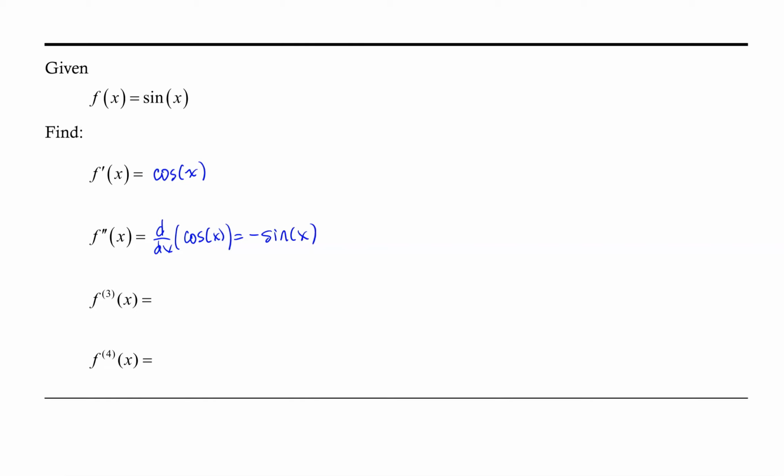And now for our third derivative, we're taking the derivative of the negative sine of x, which is negative of the derivative of sine of x, which is equal to, and the derivative of sine of x is cosine, so negative cosine of x.